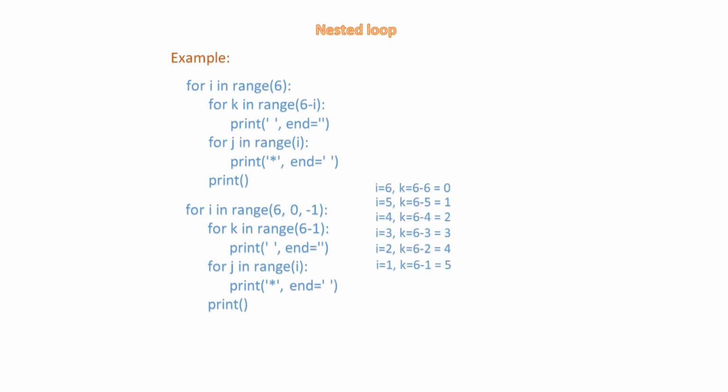Here, I value ranges from 6 to 1. K value will be 6 minus 6, 6 minus 5, 6 minus 4, and so on. So k value ranges from 0 to 5. As the k value increments by each iteration, it increases the space by each iteration. And the output I will get is a diamond pattern.